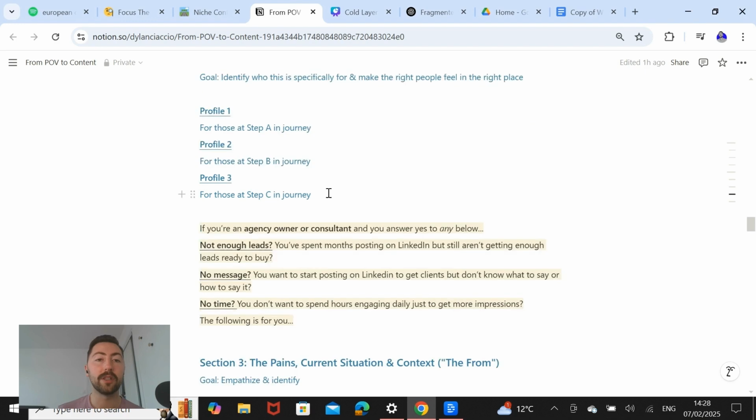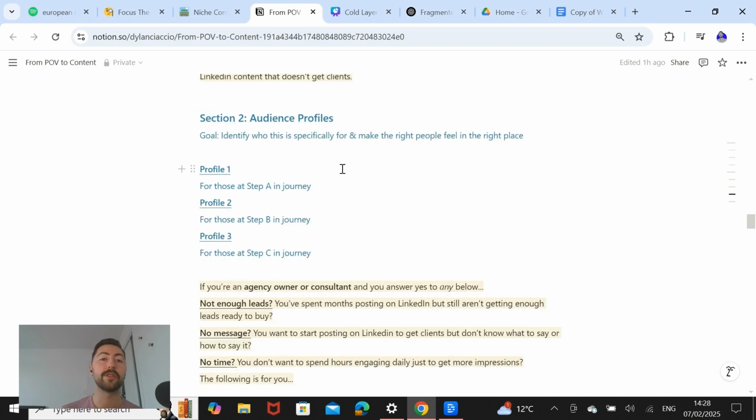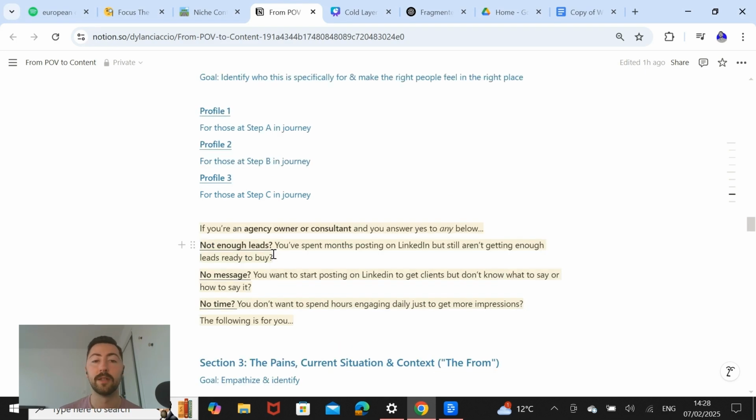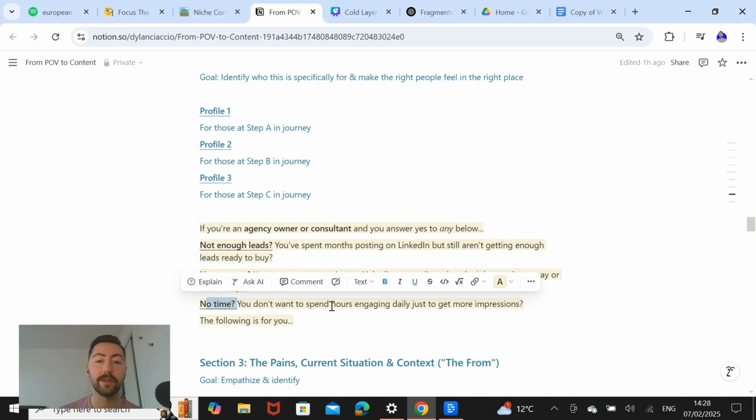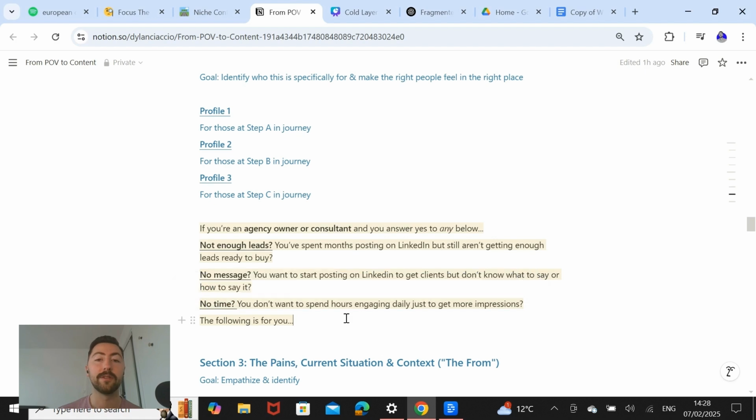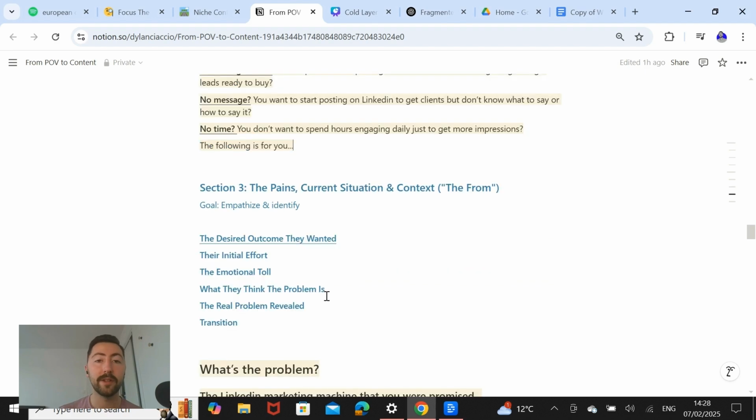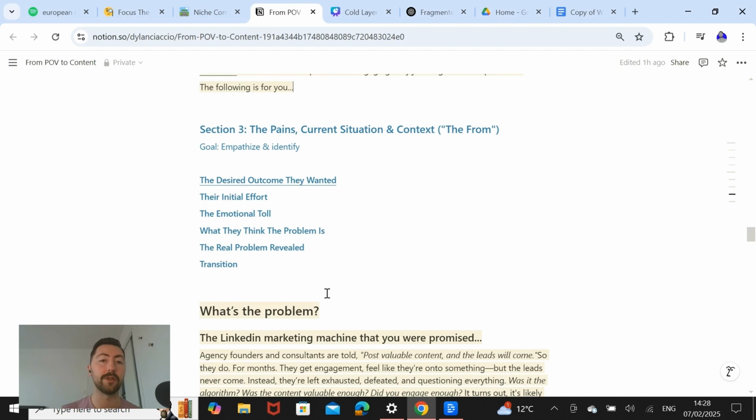Now we start getting into the audience profiles, identify who this is specifically for, and make the right people feel in the right place. So I'm saying you're not getting enough leads, no message, you don't have time to spend hours engaging daily. So now I'm trying to target the people, make sure that the people with the problem feel identified and that they're in the right place. So now this is where the POV starts to really unfold in the landing page.